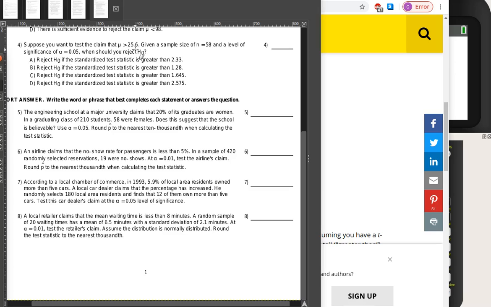mean is greater than 25.6. Since we have that kind of situation, greater than 25.6, really we're looking at the mean being greater than something. This would be, of course, a right-tailed test.